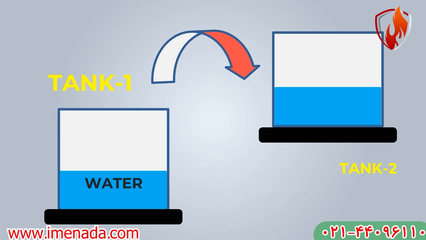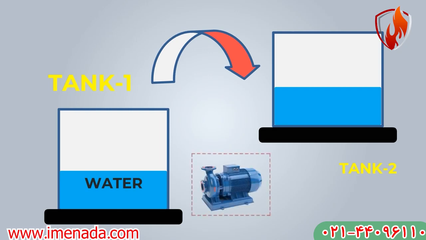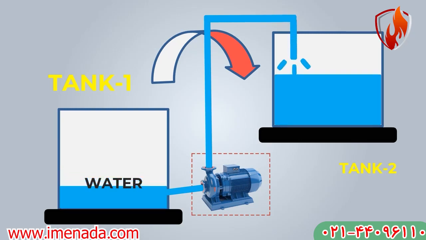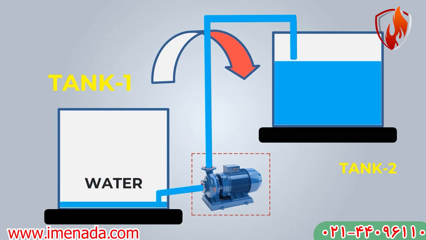Here, the pump comes into the picture. The pump helps to transfer fluid from a lower elevation to a higher elevation. The pump sucks the water from the tank 1 through a pipe and does some work on the water. After that, water is discharged from the pump and transferred through a pipe to the tank 2. Finally, water is transferred from a tank kept at a lower elevation to another tank kept at a higher elevation.